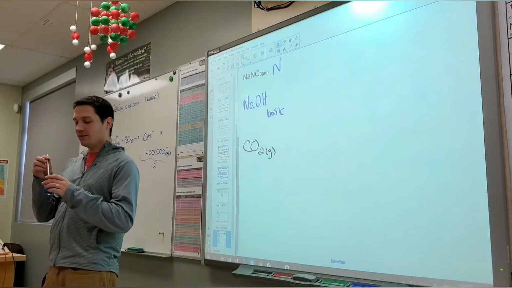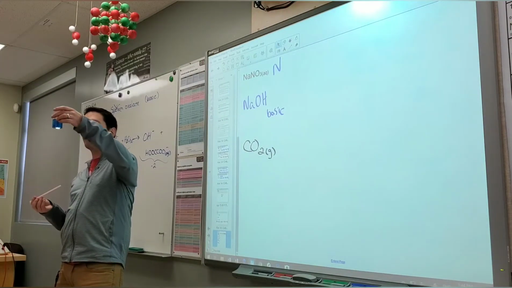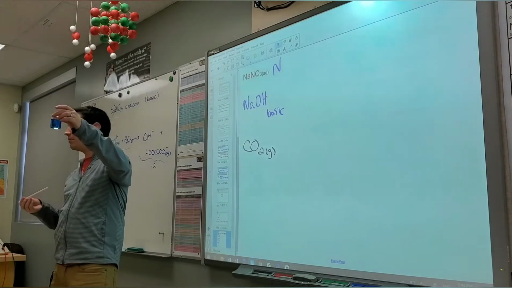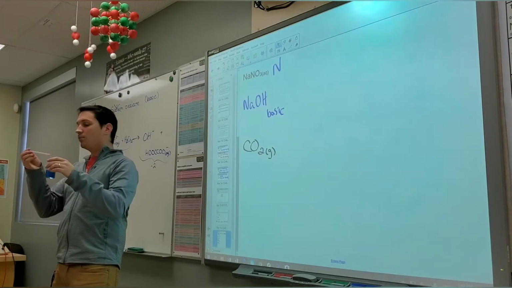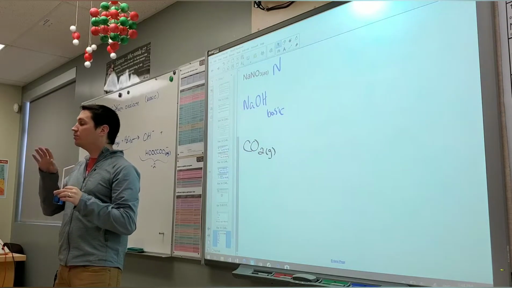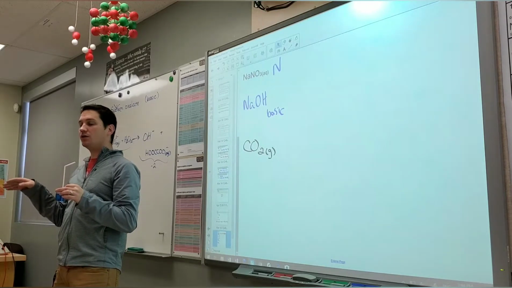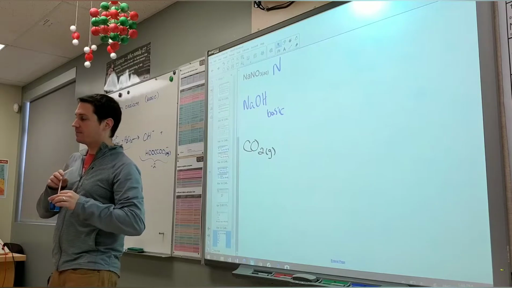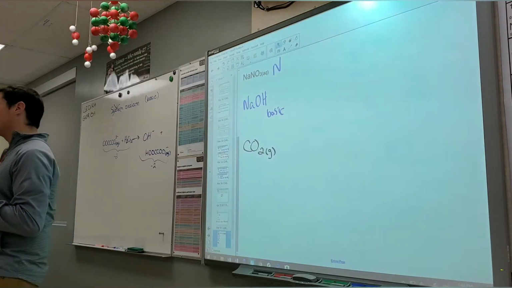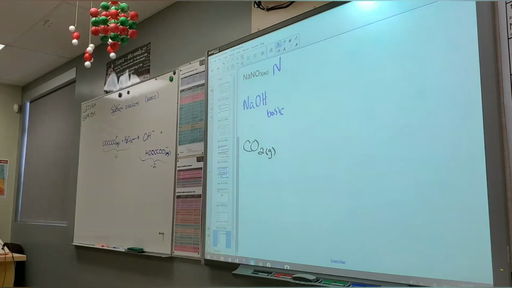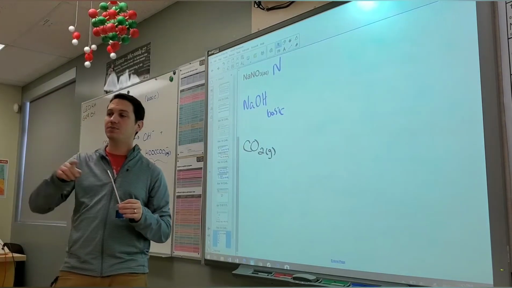Now what I have here is a solution of water and bromothymol blue. Bromothymol blue is blue in basic solutions, green in neutral, and yellow in acidic. So I can breathe through here, and I want to see if it stays blue, then it's basic. If it turns yellow, then it's acidic. So let's try this.